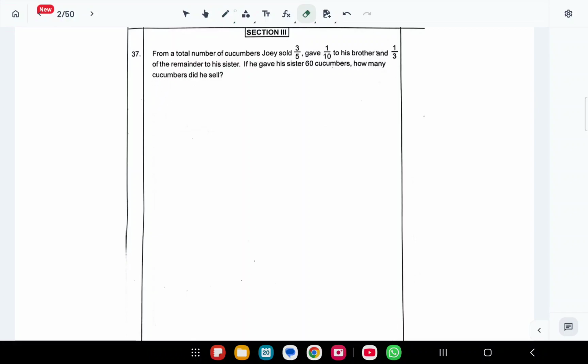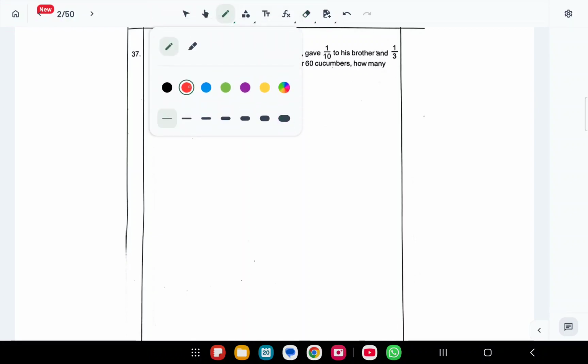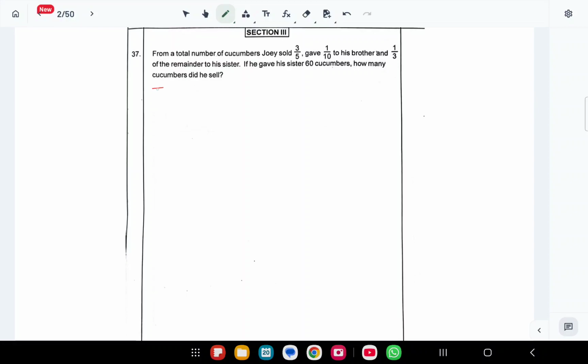Alright. And to calculate the total fraction that is sold and he gave, we will add 3/5 and 1/10, because we know he sold 3/5 and he gave 1/10.